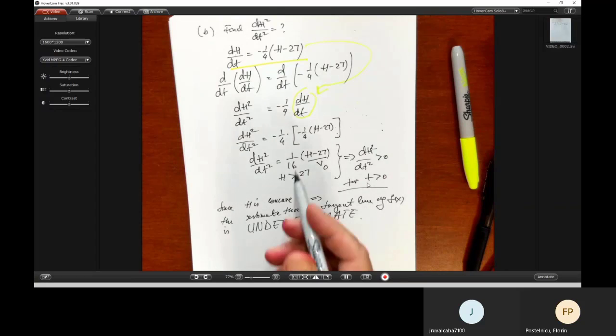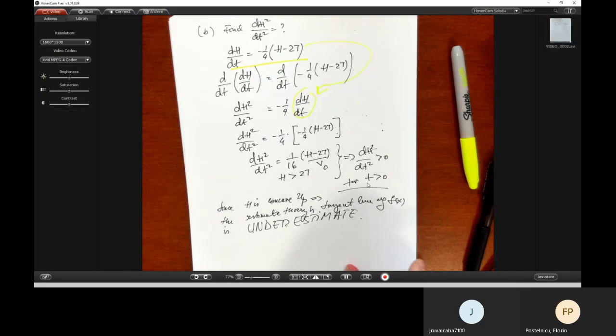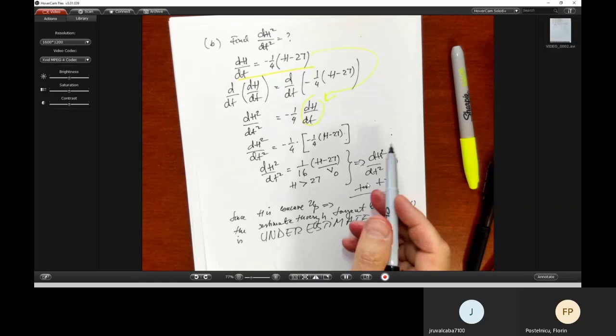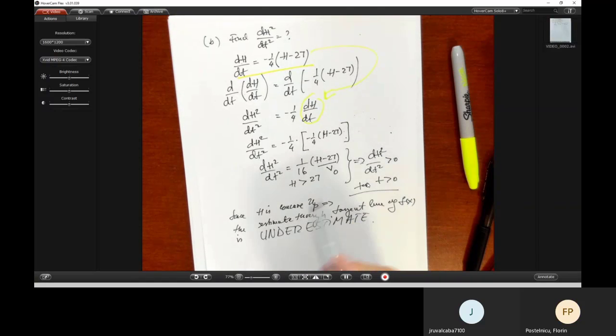So because the function h is concave up, I would say any tangent line to the graph of h is below the graph of h.